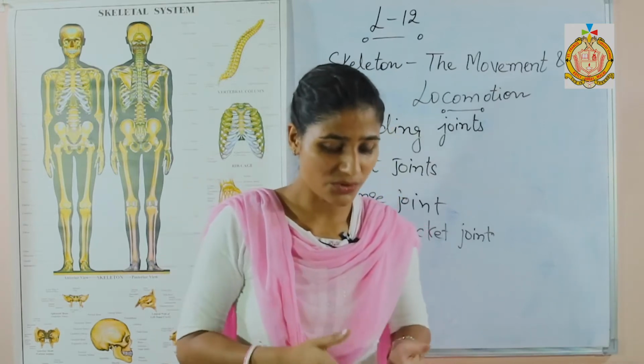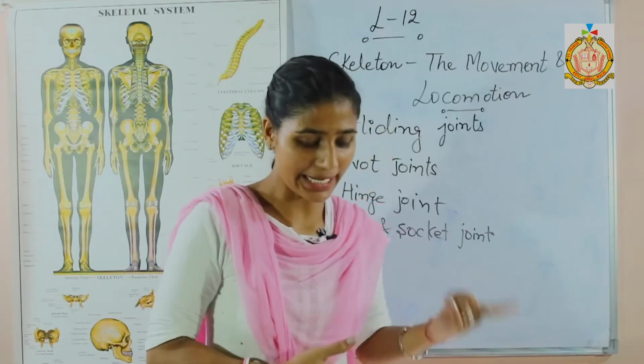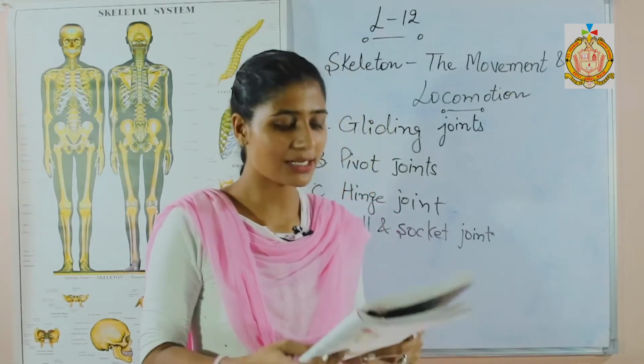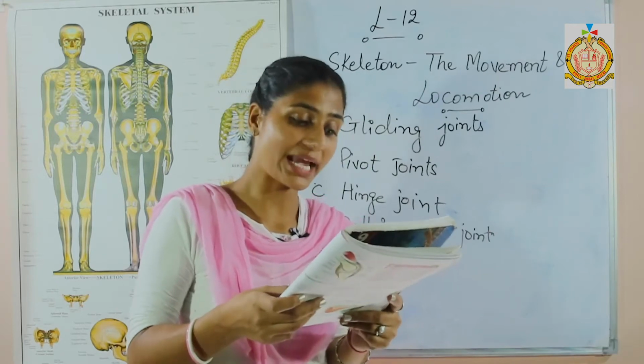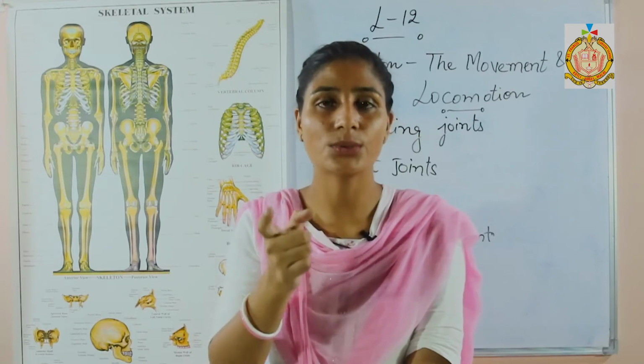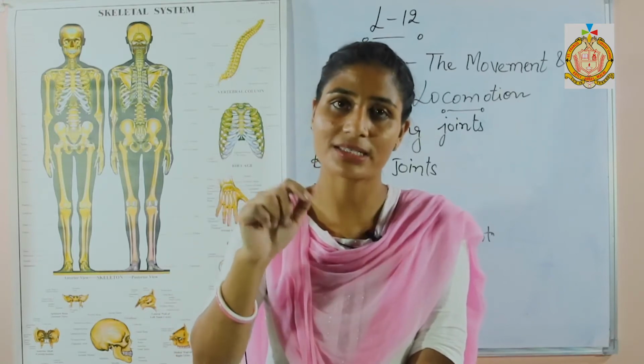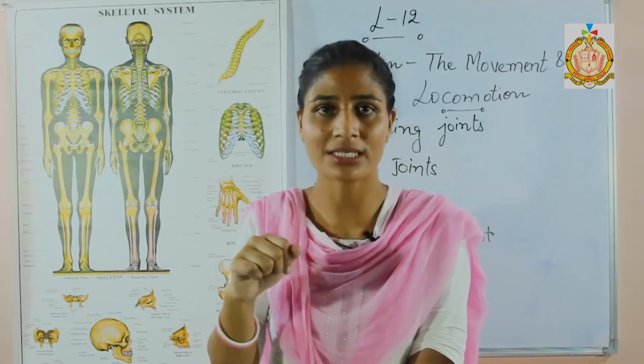Next one, pivot joints. Here one bone rotates over the pivot-like end of another bone. For example, the skull rotates on the upper end of the axis vertebra. This is in the neck. As I told you, the upper bone of the neck vertebrae is known as the atlas and the next one is known as the axis.